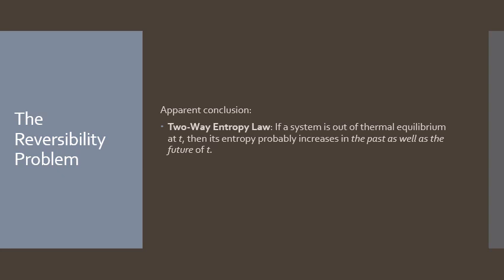Okay, and so all of this is leading to, apparently, the two-way entropy law, which would say that if you have a physical system that is not in thermal equilibrium at time t, then its entropy probably increases both in the past and in the future direction relative to t. So if it's a highly ordered state at t, then after t it will probably be more disordered. Also before t it was probably more disordered in an exactly symmetric way.